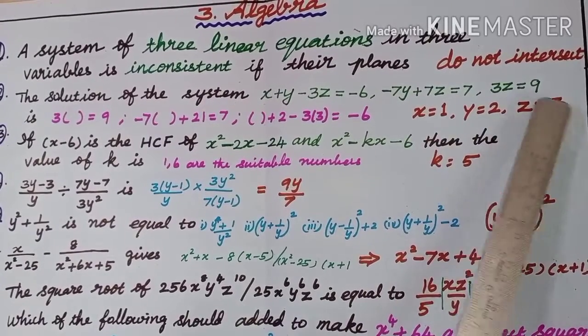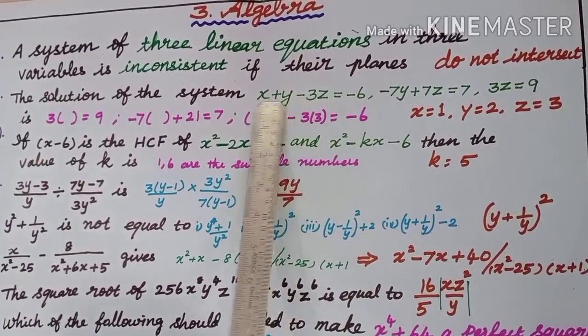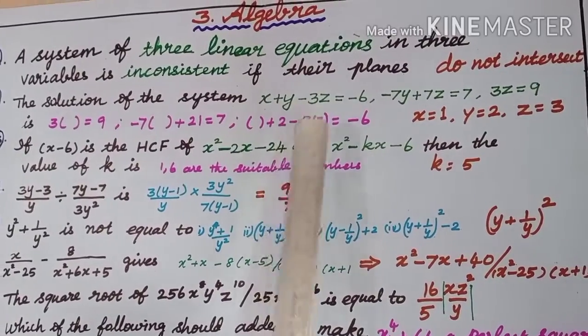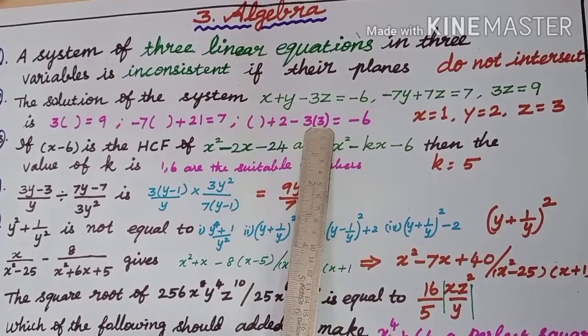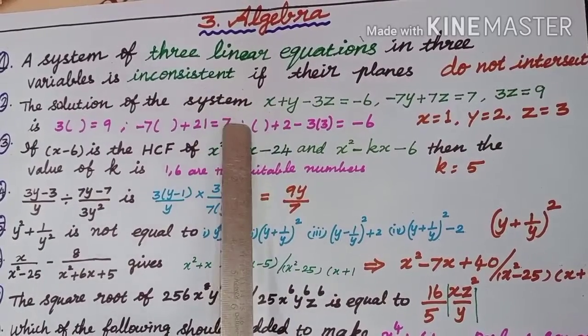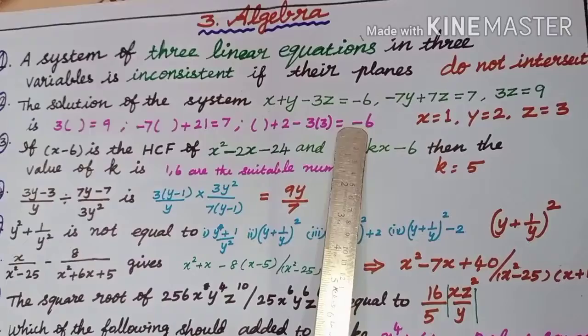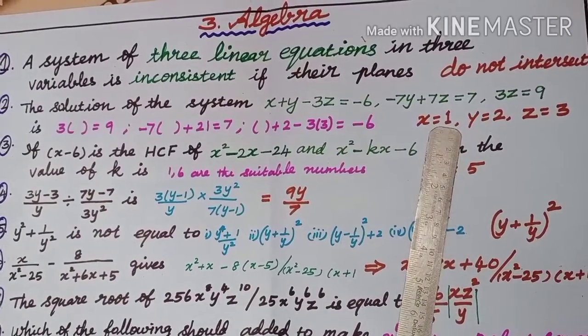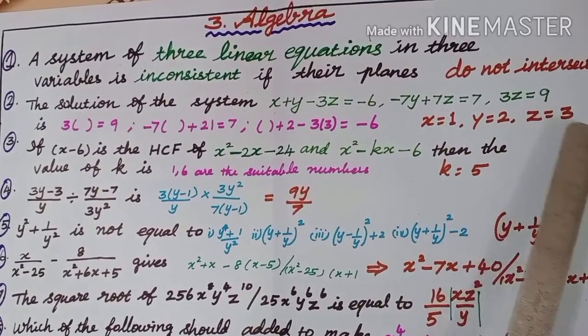So you put the z value and y value into the first equation. What is the apt answer here? This is minus 9. This is plus 2. If you reduce again by 1, you will get minus 6. So your correct apt answer is 1, 2, 3.